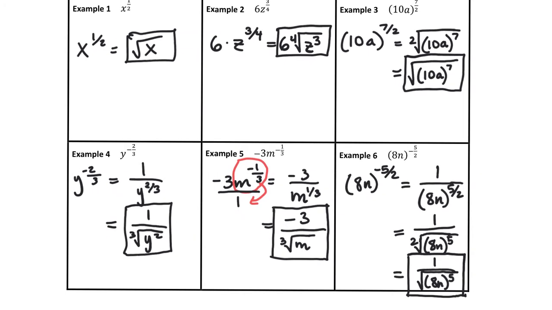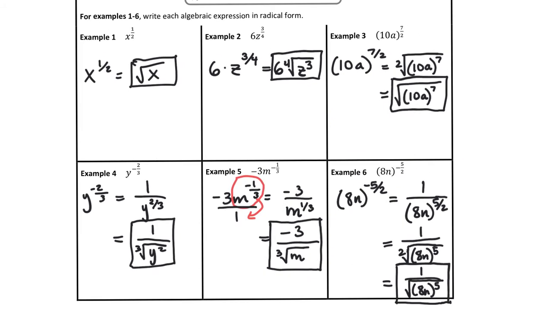Zoom out there. All right, so those are the 6 problems that we did. Then let's go on to the next examples.